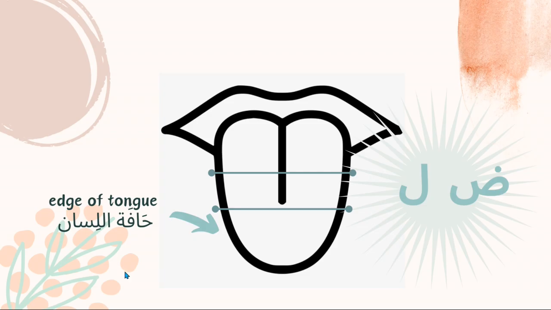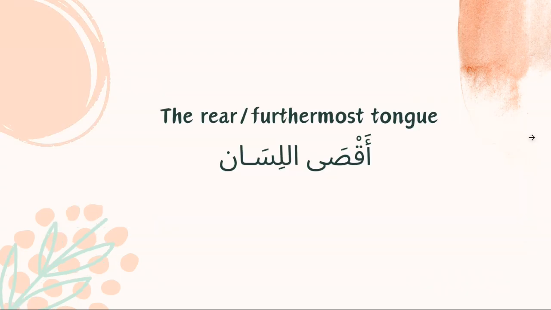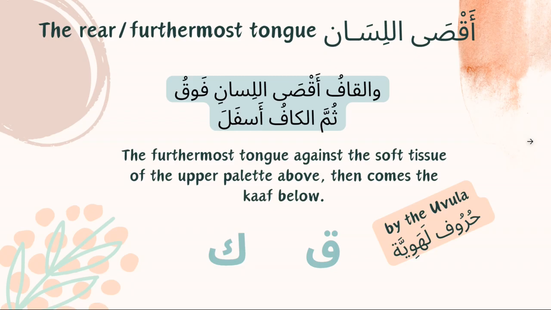And then we come to the edge of the tongue, hafatul lisan. Remember when I said we don't put a shadda on the fa, it's just hafatul lisan. There are two letters that exit from here, the dad and the letter lam. Let us start with the furthermost tongue. First, furthermost tongue is aqsa lisan, and I am including here al-Jazriya.